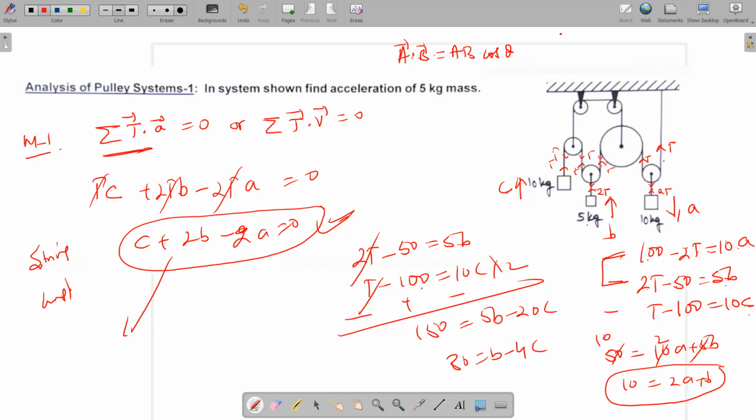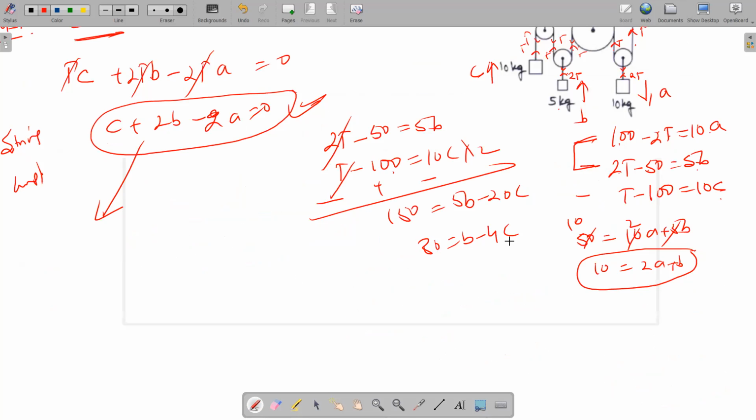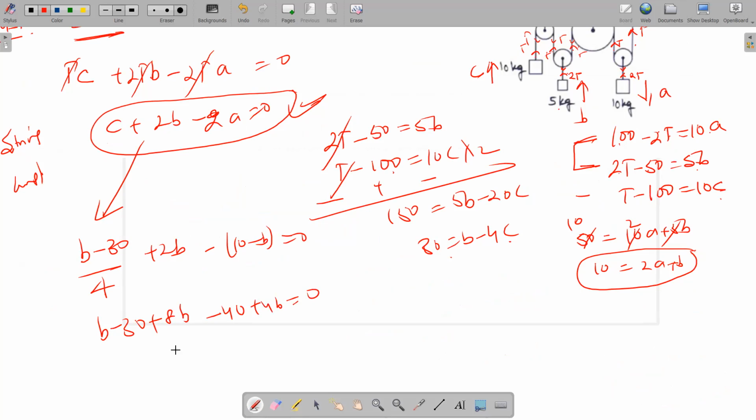We have to find B now. So in this equation, you just have to put the value of C in terms of B. So C will be (B minus 30) by 4. Let B stay as it is, and then the value of 2A, that is 10 minus B, equal to 0. Just solve it. So B minus 30 plus 8B minus 40 plus 4B equal to 0. So 13B equal to 70. So B is 70 by 13. So this is the acceleration of the 5 kg block.